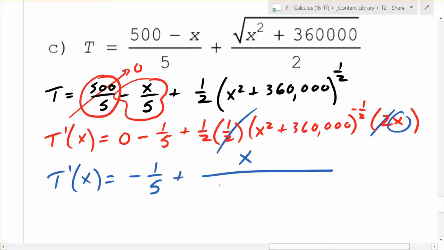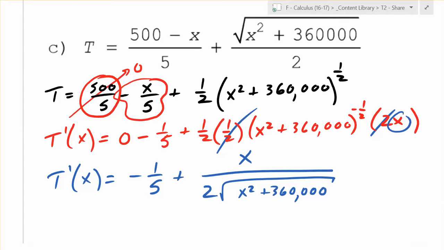The square root of x squared plus 360,000. There's something missing there. What else is in the denominator? The 2 is in the denominator. The 1/2 is out front, so the 2 is in the denominator. Make sense? Okay. Why does the 2 not stay on top?